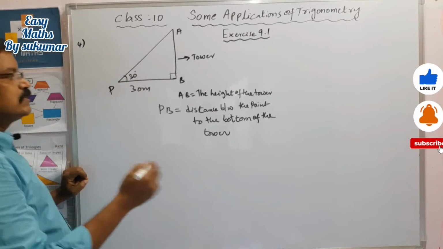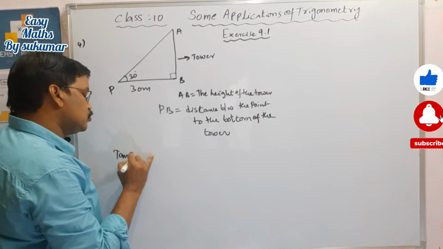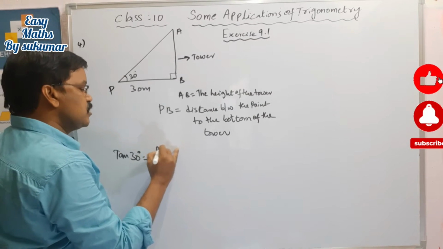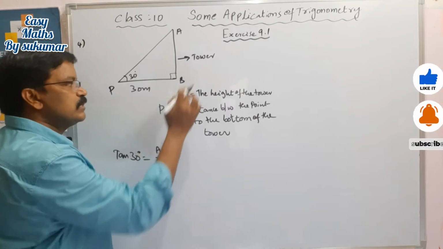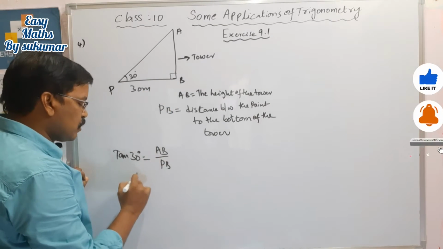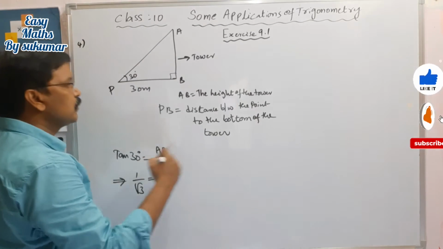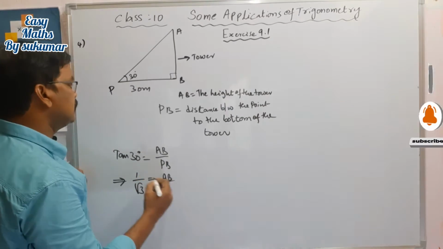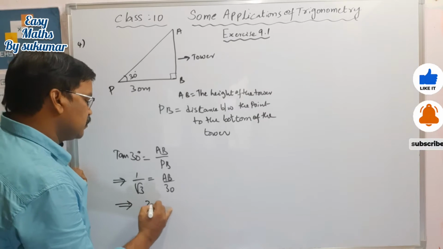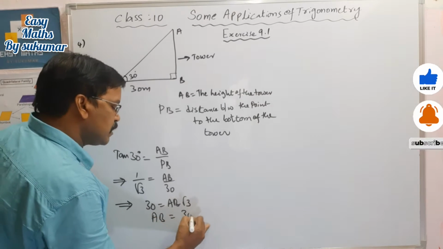See my dear students, here we have to find the height of the tower. So that means we should use tan 30. Opposite side by adjacent side. So tan 30 is equal to AB by PB. Tan 30 is 1 by root 3. So 1 by root 3 is equal to AB, which is unknown, by PB, which is 30. By cross multiplication, 30 is equal to AB times root 3. So AB is equal to 30 by root 3.